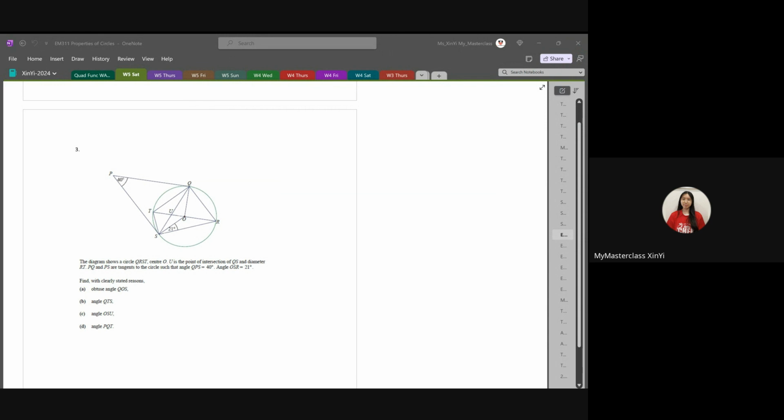So every time it's this kind of angle, you think of angles in opposite segments, or the same segment. These are in the same segment. Angles in opposite segments: if you see a quadrilateral inside the circle itself and it touches all the points, then you use the opposite segment.